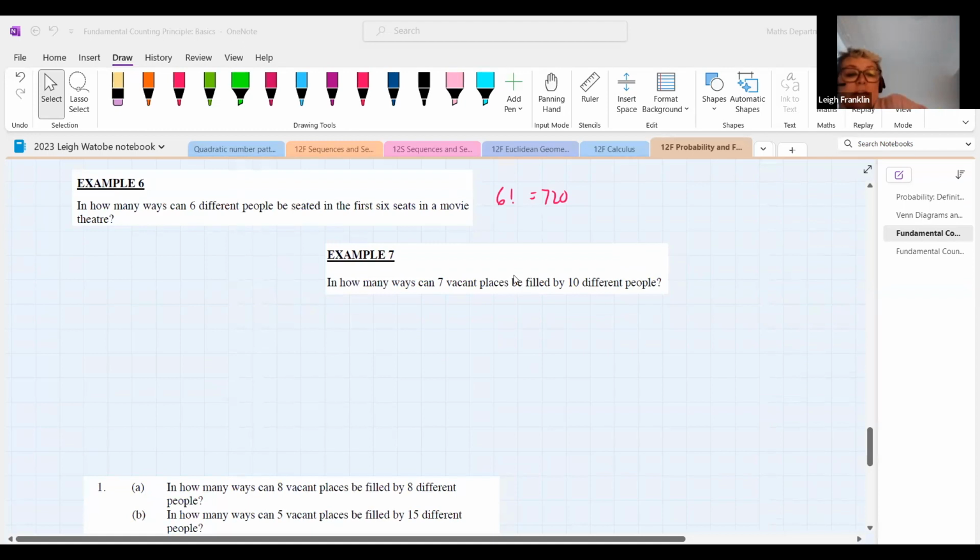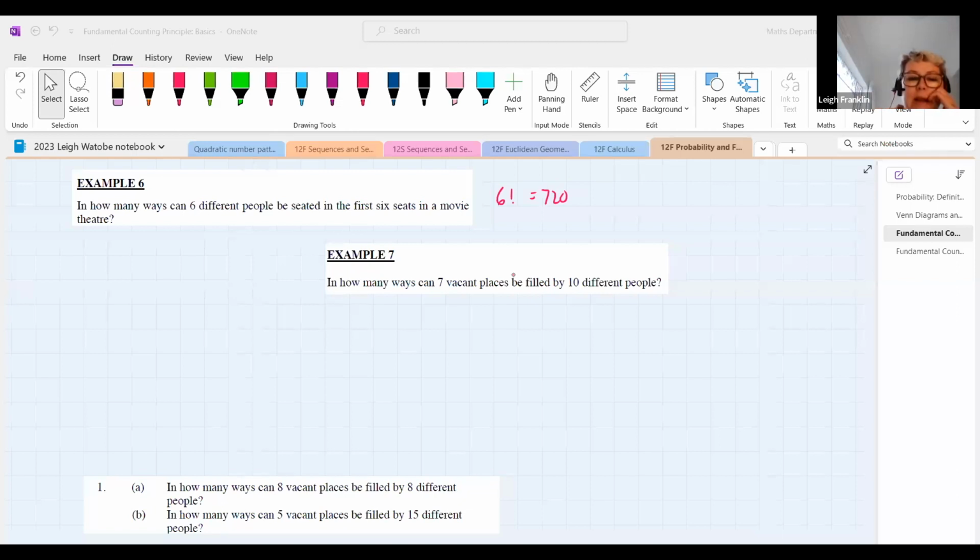So in example 7, it says, in how many different ways can 7 vacant places be filled by 10 different people? This is different to example 6 because there were 6 seats and 6 different people. That's why it was 6 factorial. But now we have 7 places that need to be filled by 10 different people. So what do we do now? Can anybody tell me? How does this change what we're doing?